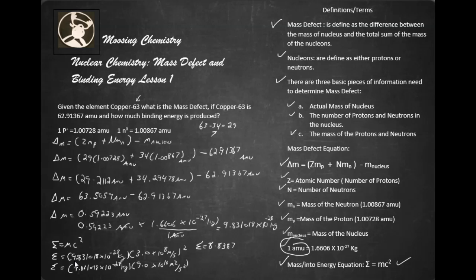And our final answer is going to be 8.8387 times 10 to the negative 11 kilograms times meters squared over seconds squared. Or you could just write this as E equals 8.8387 times 10 to the negative 11 joules. And that's it.